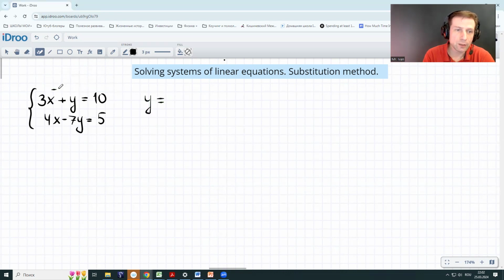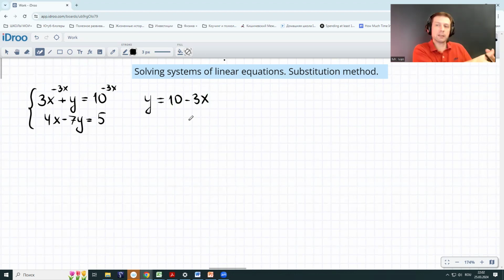So before substituting, let's derive y equals what? To do that, we have to subtract 3x from both sides of the first equation, okay? And we get y equals 10 minus 3x. And this expression we have to substitute into the second equation, okay? 4x minus 7y. Let's do that. So 4x I just rewrite, minus 7, but not times y, times 10 minus 3x, okay?